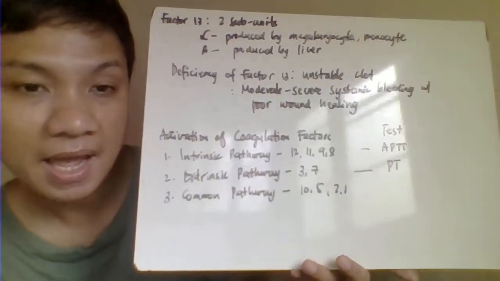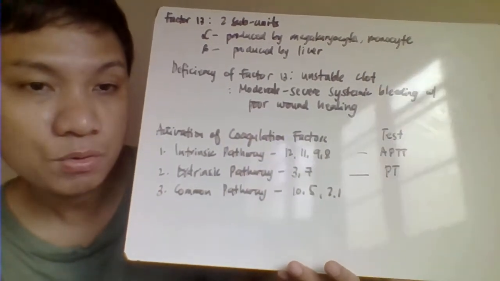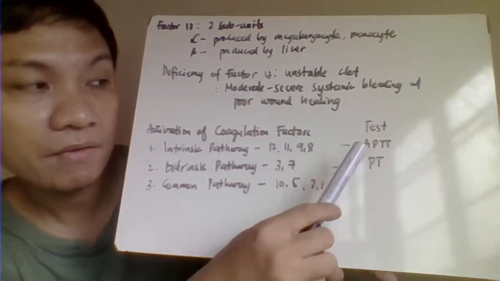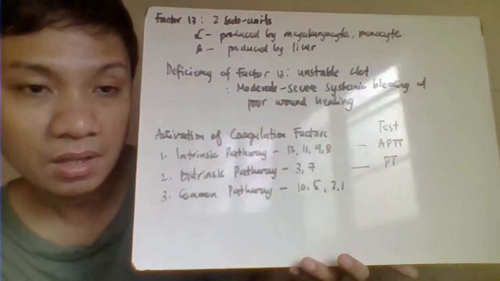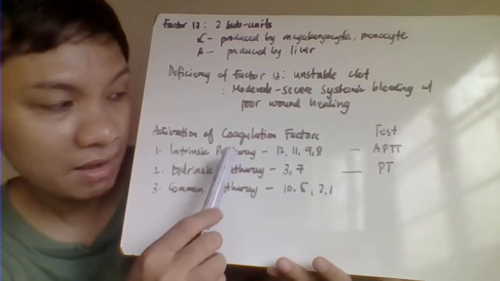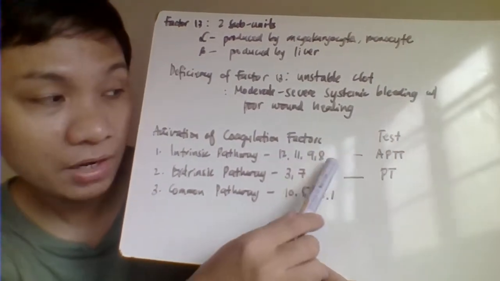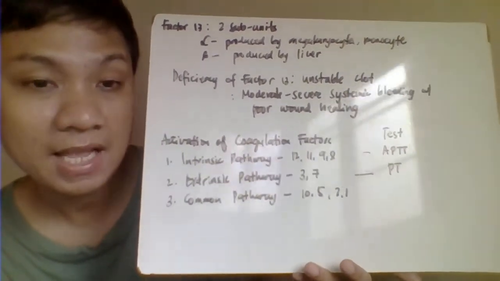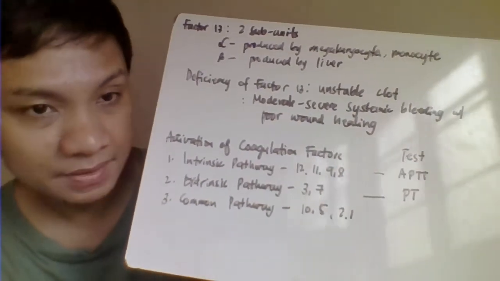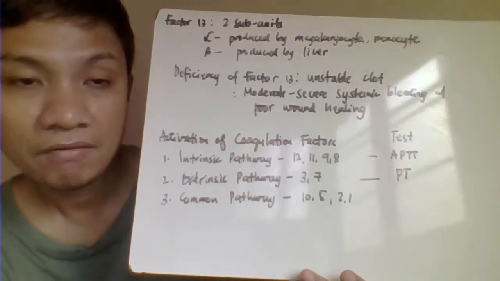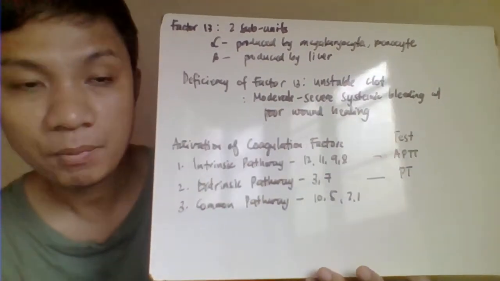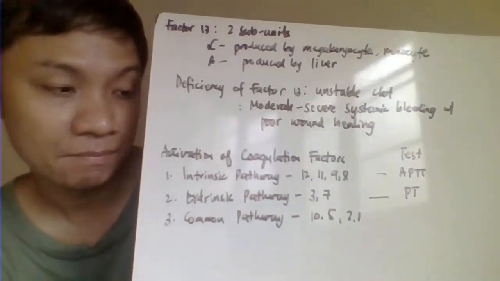We have also here the tests that would help us to diagnose problems related to your intrinsic pathway. So we have your activated partial thromboplastin time. So any problem related with the coagulation factors 12, 11, 9, 8, magiging prolonged ang result ng ating activated partial thromboplastin time. On the other hand, if you have a problem with your factor 3 and 7, it would have here a prolonged result with your prothrombin time.